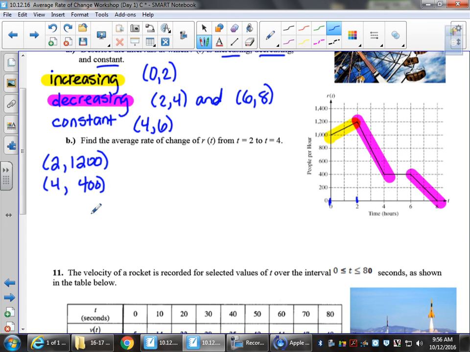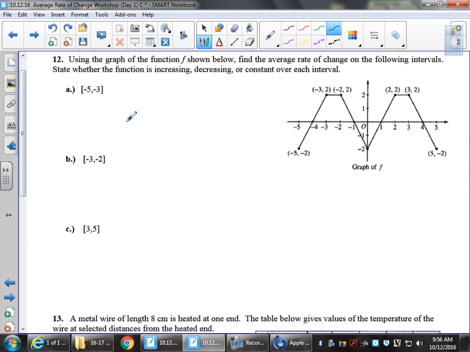So from here, we're ready to just go change in y divided by change in x. The only one we did not get to, as I just said, was setting up number 12. So for everybody who is going online right now to watch this last piece, fantastic. Let's talk about 12. Now 12 is still talking about intervals. So these are both x values.